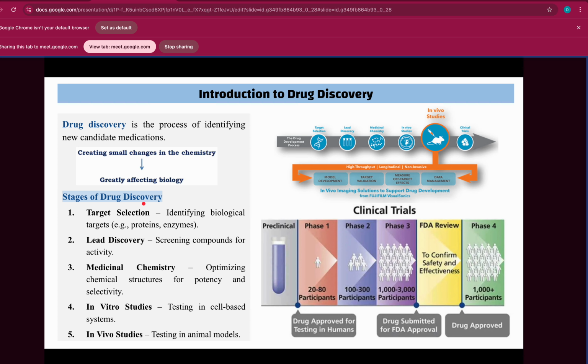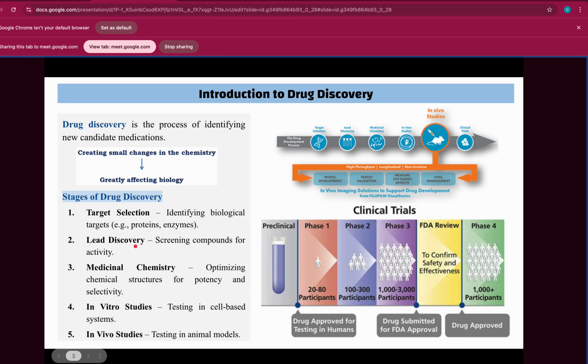There are different stages of this drug discovery process. The first step is target selection. Target selection means the protein on which you want to target a drug. That means you identify a biological target against which you want to design the respective drug.